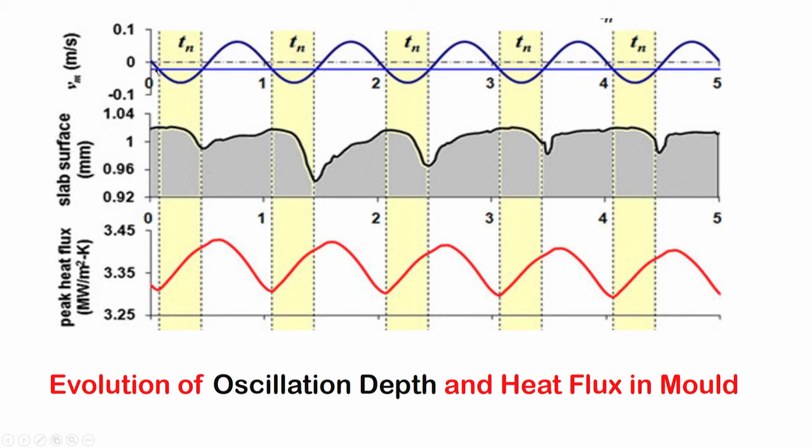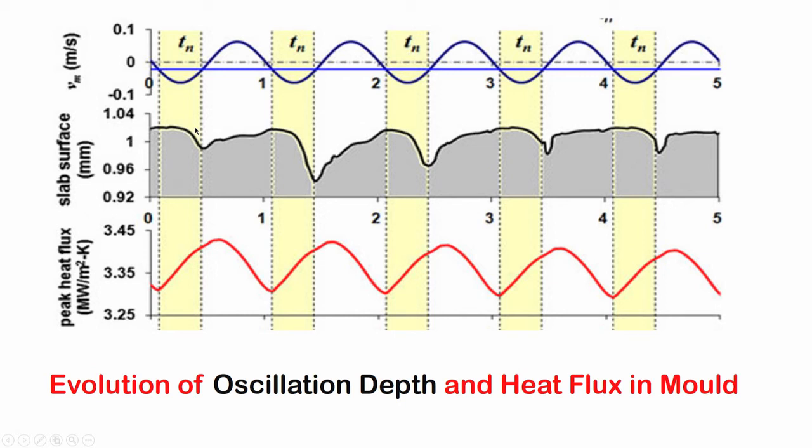This is the mould velocity, sinusoidal, and as I have told you, Tn or the negative strip time is that portion of the cycle time, the whole cycle starts from here to here. Out of that, when the mould is moving down, during a part of that movement, it is more than the strand velocity, that blue line here, the cast velocity. So, when the mould velocity is more than the cast velocity, this is called the negative strip time. What is going to happen with the negative strip time? Look at what is happening. This is just the first cycle.